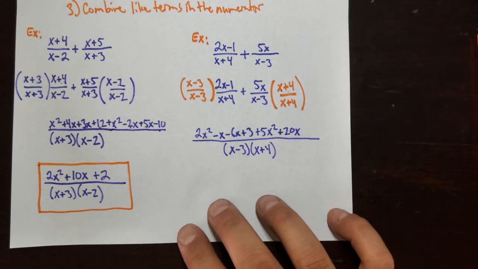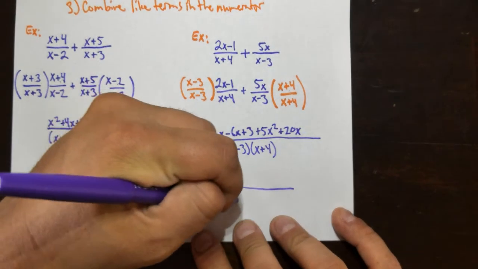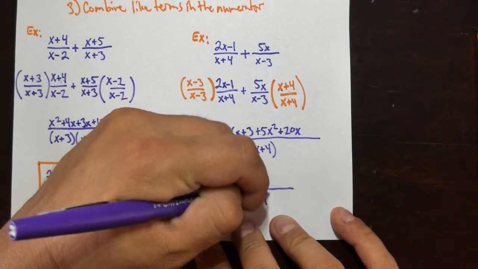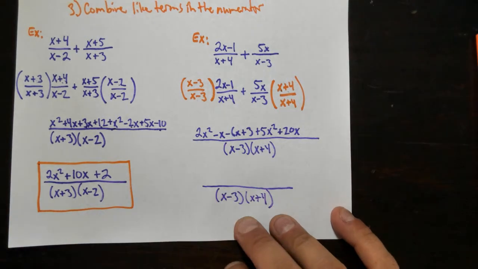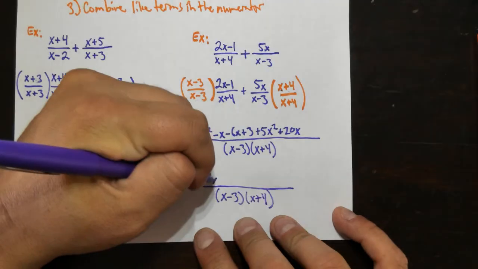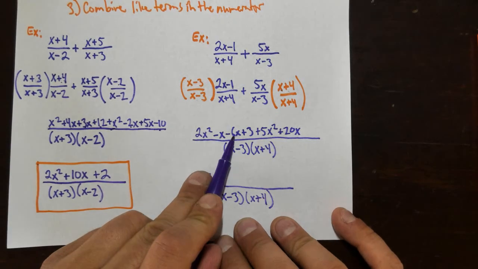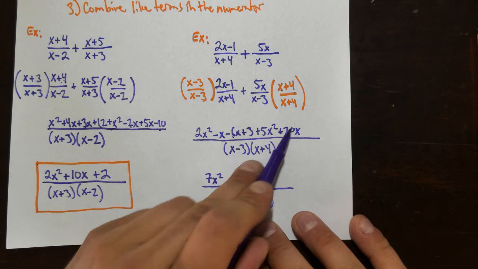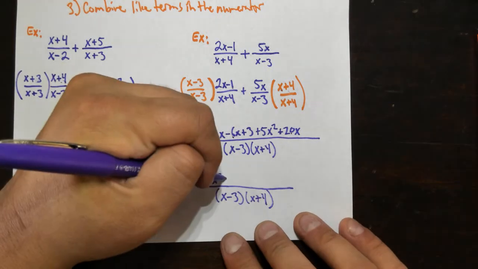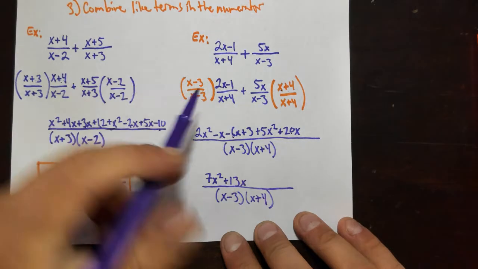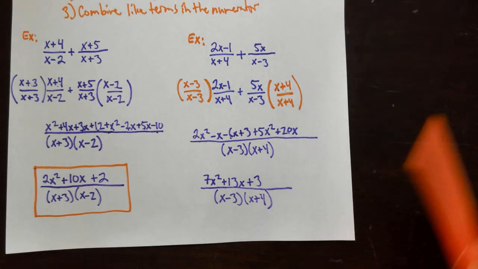Awesome, now we can combine like terms. So we have a 2x squared and a positive 5x squared. That's going to be 7x squared. And then negative x minus 6x is negative 7x, plus 20x is positive 13x. And then we just have one constant, plus 3. And that's our answer.